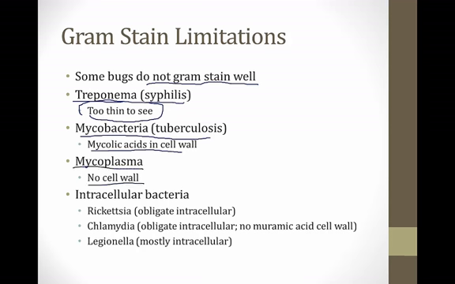And then finally, intracellular bacteria don't Gram stain very well because they grow inside of other cells, and it's hard to get them to even grow on a plate, let alone to get the stain to be taken up by them. So Rickettsia and Chlamydia are obligate intracellular bacteria. They don't Gram stain well. In addition, Chlamydia has no muramic acid in the cell wall. Muramic acid is one of the two components of peptidoglycan. And then Legionella does not Gram stain well either. It's mostly an intracellular bacteria.